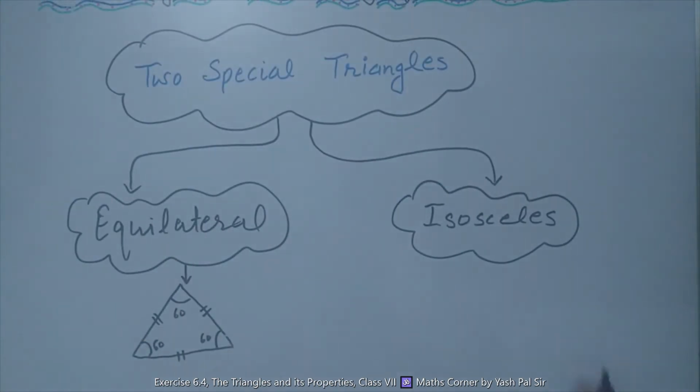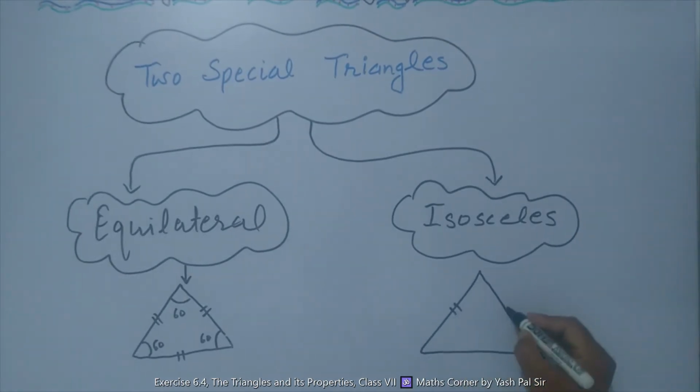Now what is isosceles triangle? In isosceles triangle, we have the triangle with two equal sides. This side is equal to this side. Here, these base angles are also same. If this is x, this will also be x.